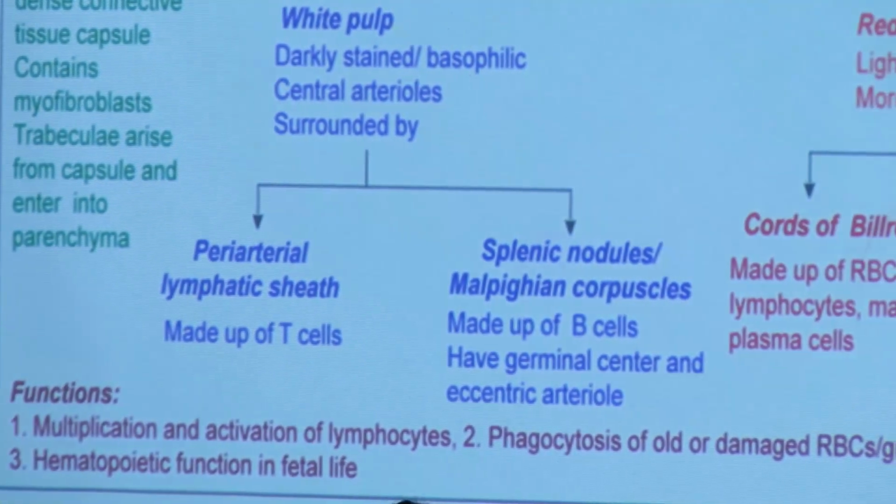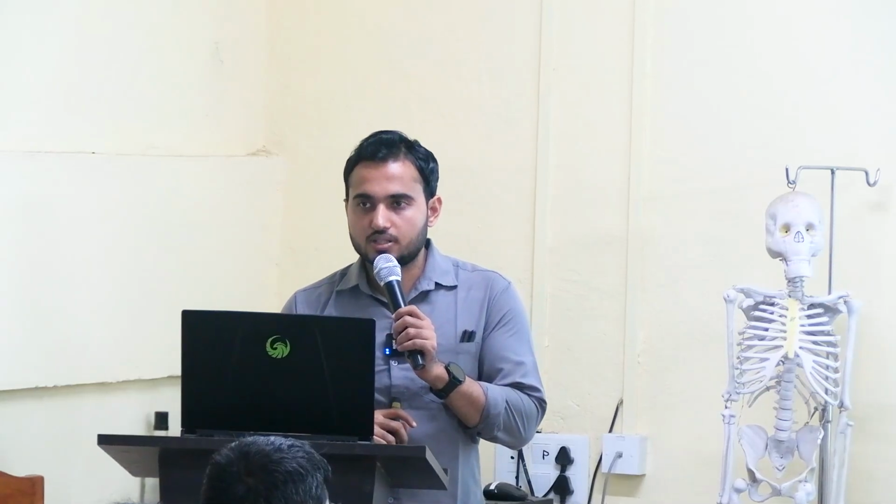Now the question is, when do we get B cells and when do we get T cells? In general, we get T cells, but if the body is exposed to any pathogen, at that time B cells will proliferate and their number will get higher. Then we will get the Malpighian corpuscles, and the germinal center along with the eccentric arteriole. That indicates that the body has been exposed to some type of antigen.